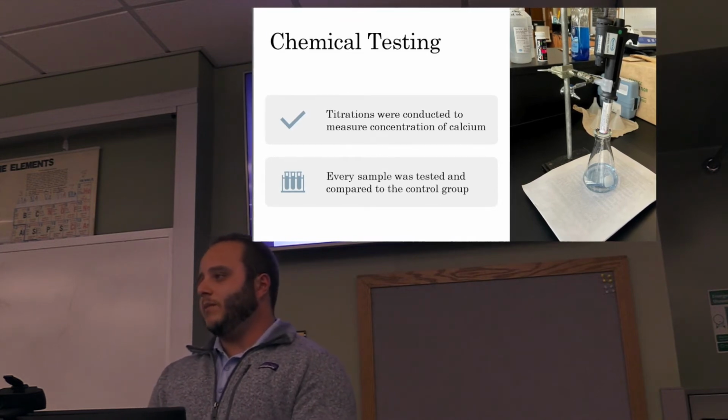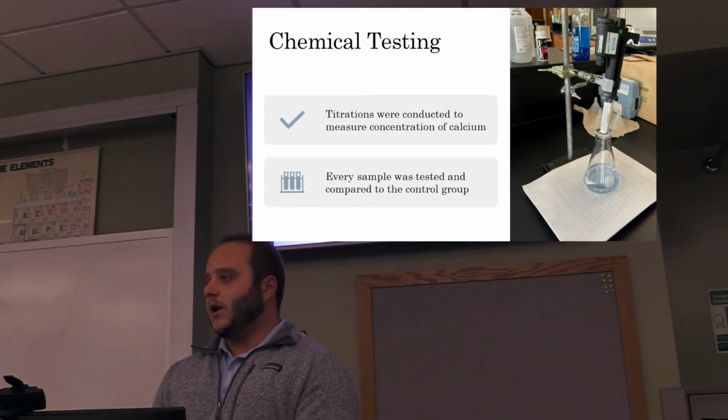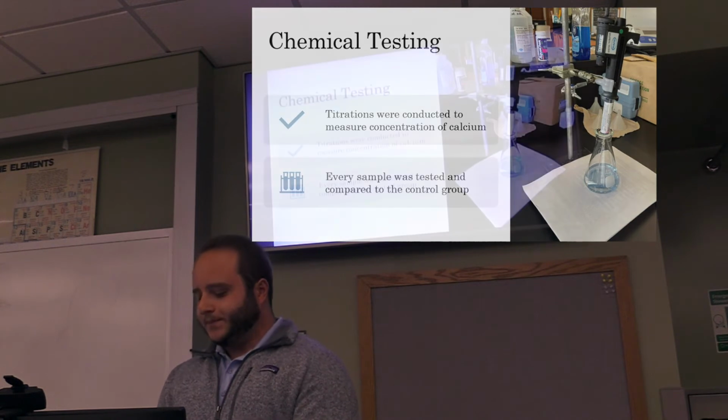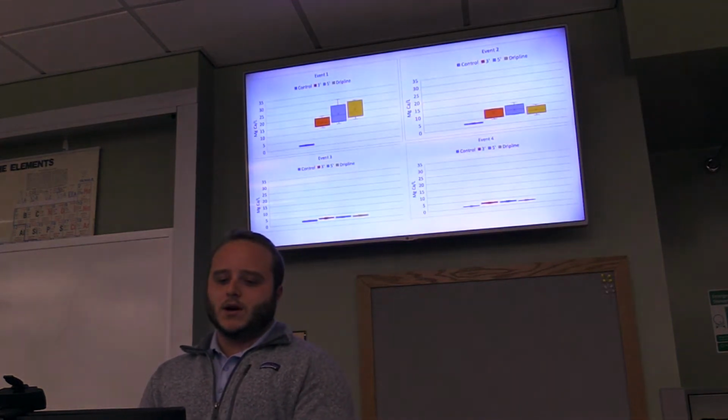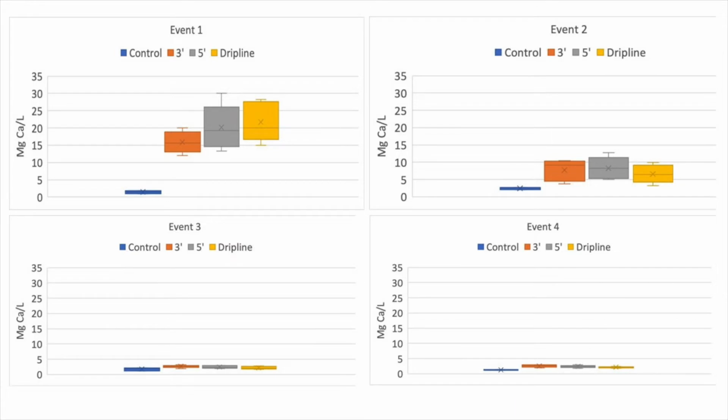After this, we compared them to each of the control groups. ANOVA tests and t-tests were conducted. And the results were actually pretty interesting. What we can see here is milligrams of calcium per liter. What this shows is, all the way to the left, we have the control, which there's nothing there.